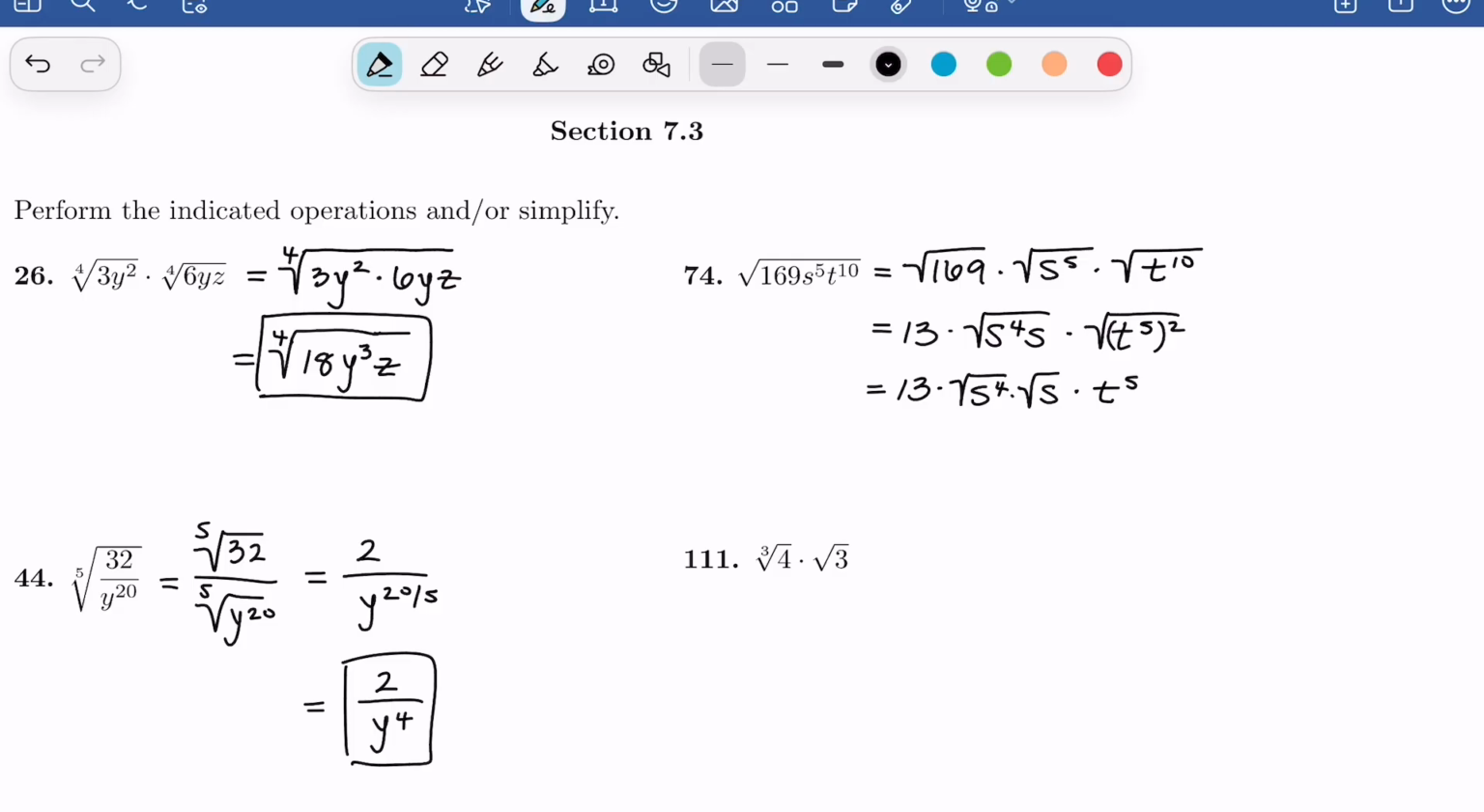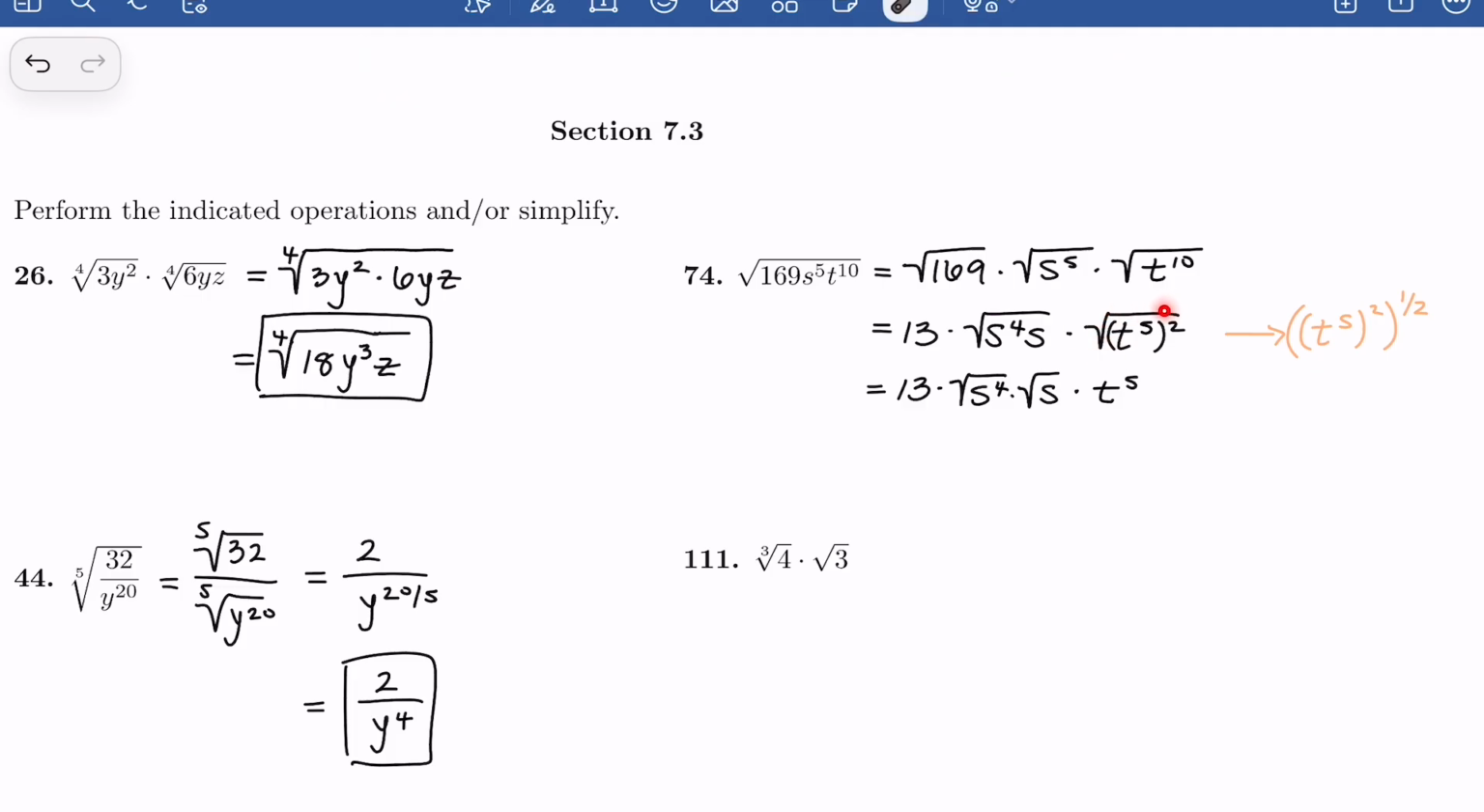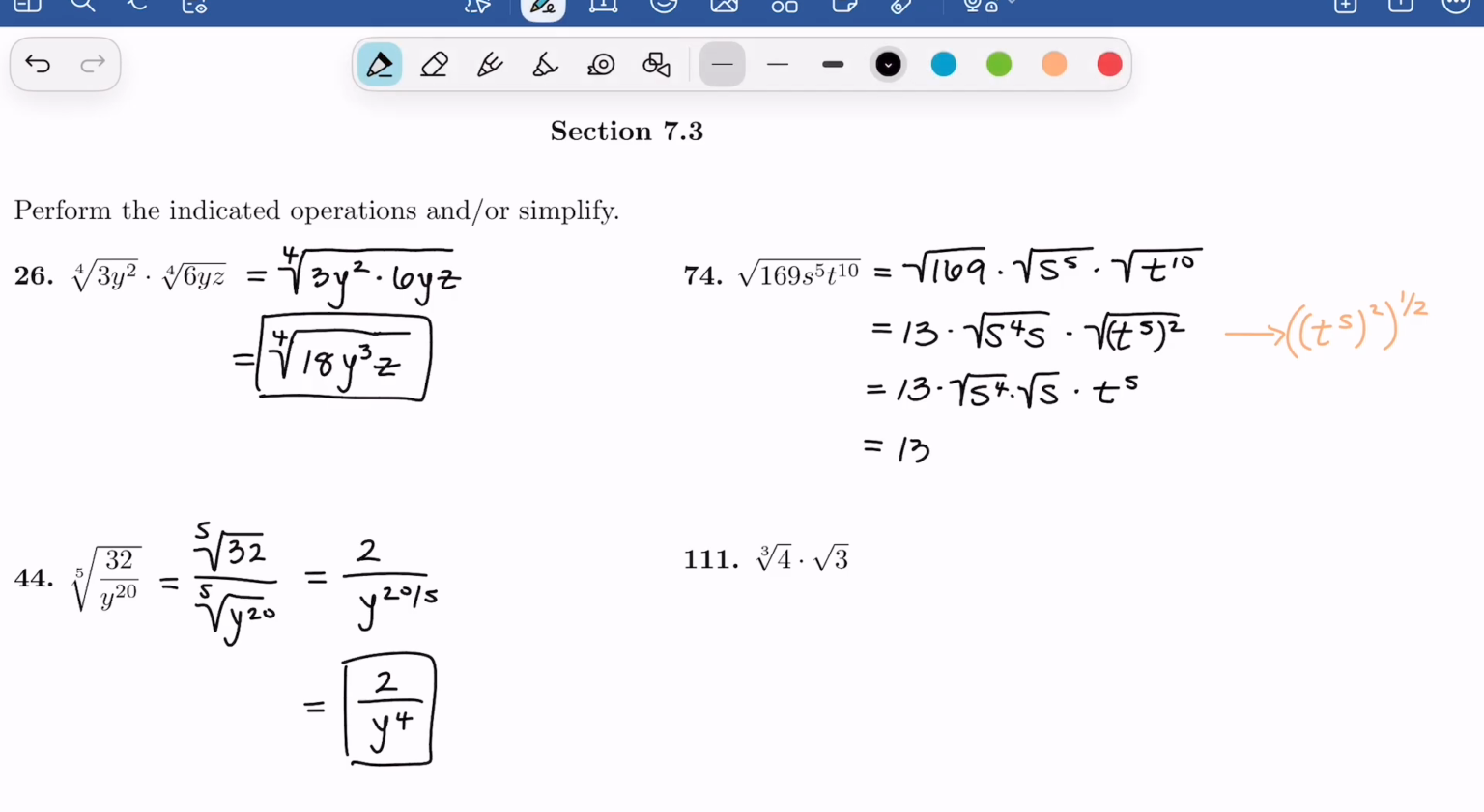And we can also see that, let me write this on the side here, this is going to be the same thing as t raised to the 5th power squared, raised to the 1/2 power because of this square root here. So this square and this 1/2 cancel, and we're just left with this t raised to the 5th power. Similarly here, the square root of s raised to the 4th power is going to simplify into s squared. We still have the square root of s, and then we have this t raised to the 5th power.